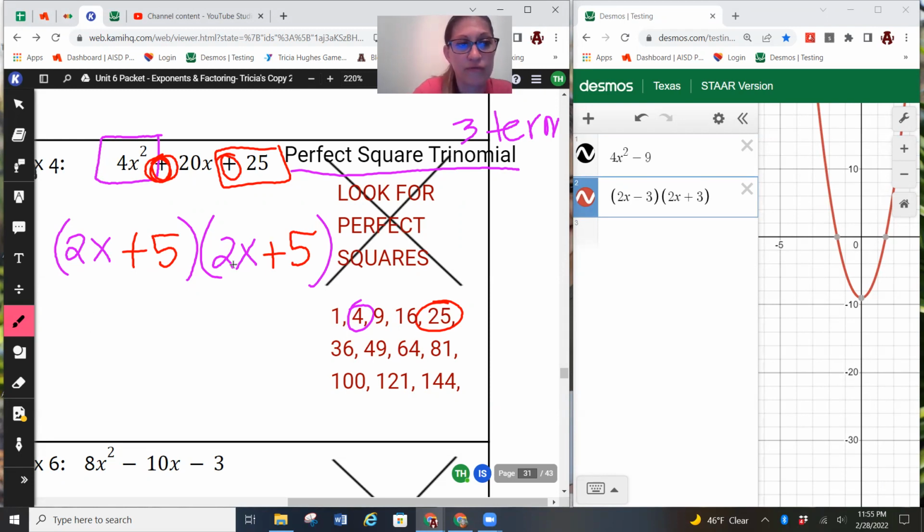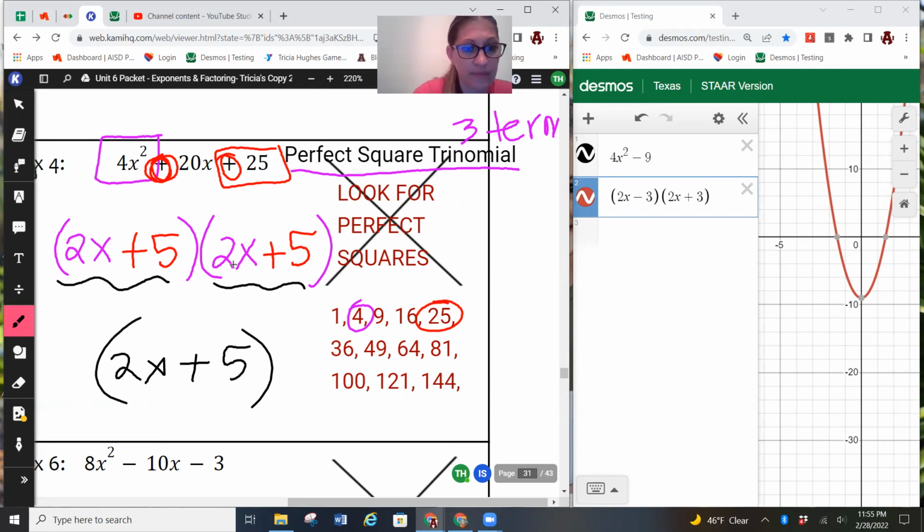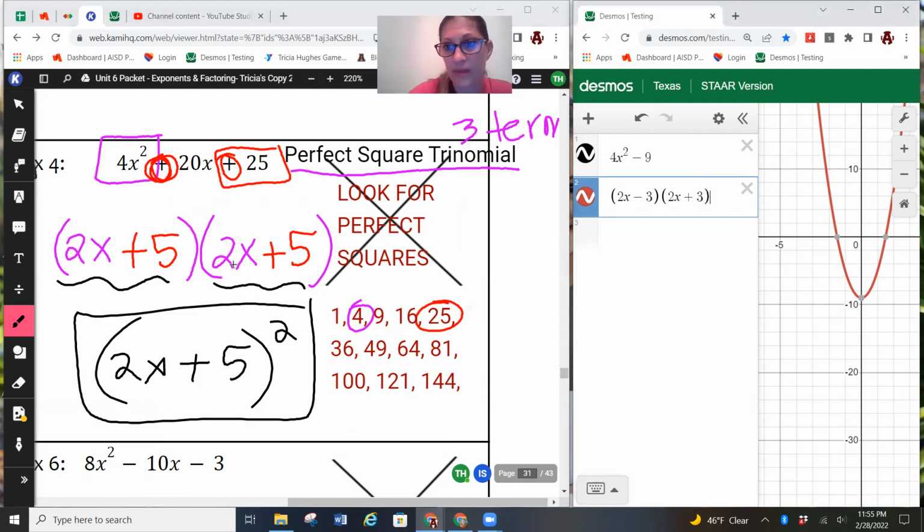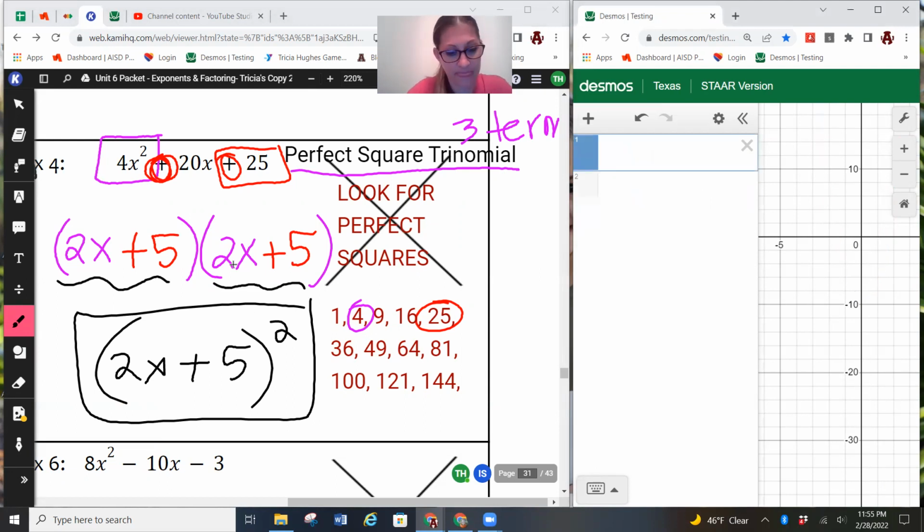Remember, 5 times 2 is 10. 2 times 5 is 10. 10 plus 10 is 20. I'm feeling good about that. The only thing I'm going to have to say is we have the same parenthesis written twice. So I can just rewrite it like that. Final answer. I will type that in.